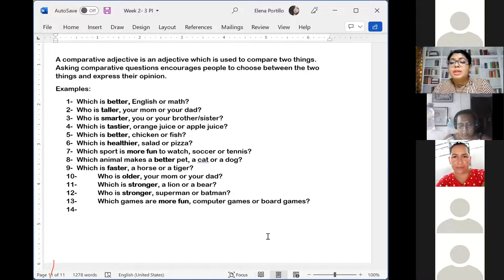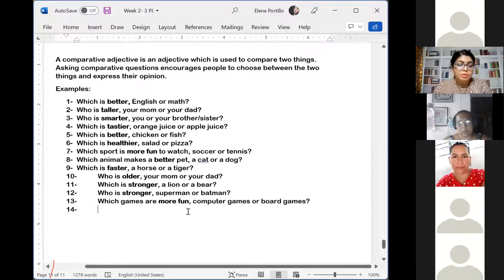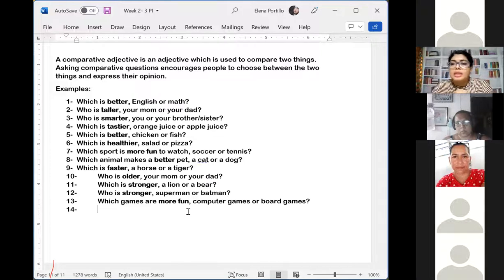And for the comparison itself, we are going to use funnier. So that's very simple because we already know that funnier is for the comparison between two things. And when we are going to choose between two things and give our opinion, we are going to use more fun. And we have another one because we have some example of this. But before continuing with these questions.